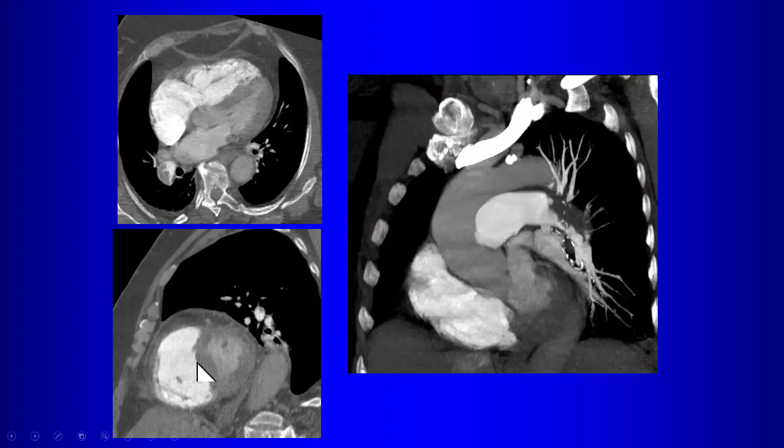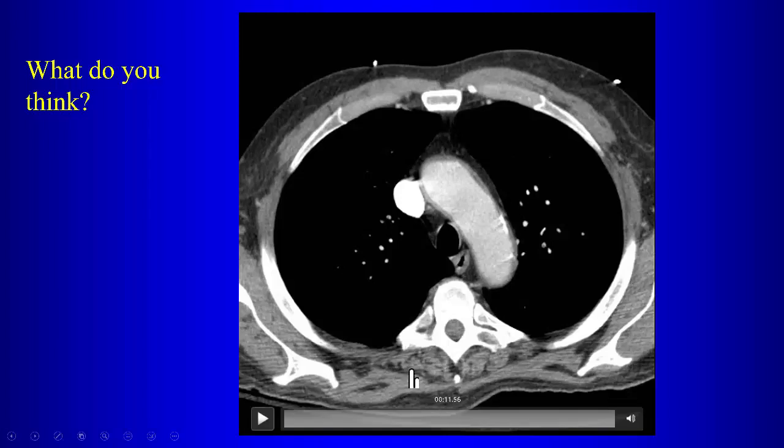And then we can do reformatted views showing you the right ventricle, left ventricle, septum, and you can see the clots too on the reformatted views.